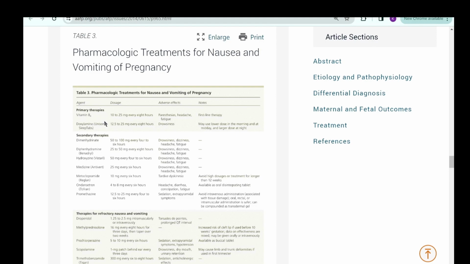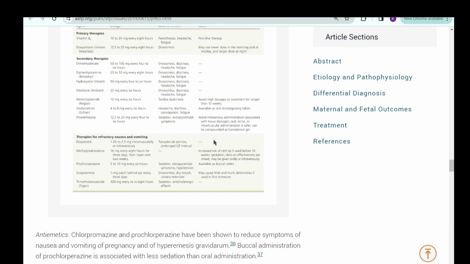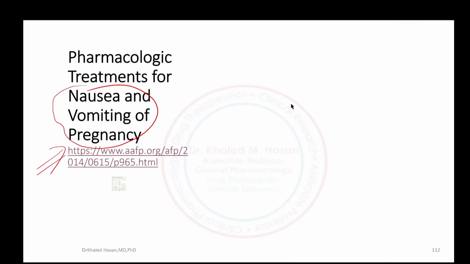Can we use other groups? Yes. But droperidol prolongs the QT interval and may cause torsades de pointes, so we don't recommend using it. To remind you, we have vitamin B6 and doxylamine, and doxylamine belongs to the muscarinic receptor antagonists.